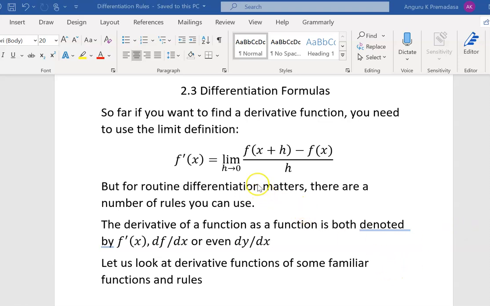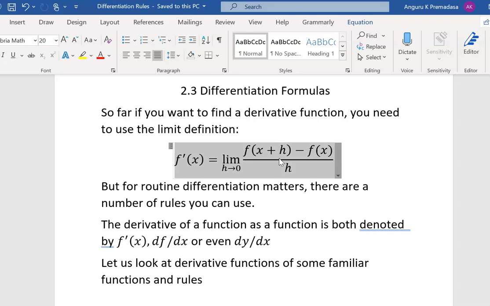So this is my video on 2.3, which is differentiation formulas. Until now, when we want to find the derivative of a function, we need to use the limit definition, which is this. And it is not the easiest thing in the world to do, even for the simplest function, even when we have a function like square root x, or 1 over x.